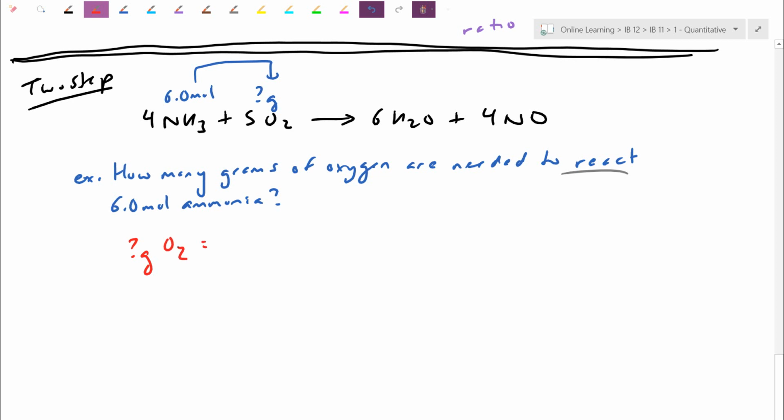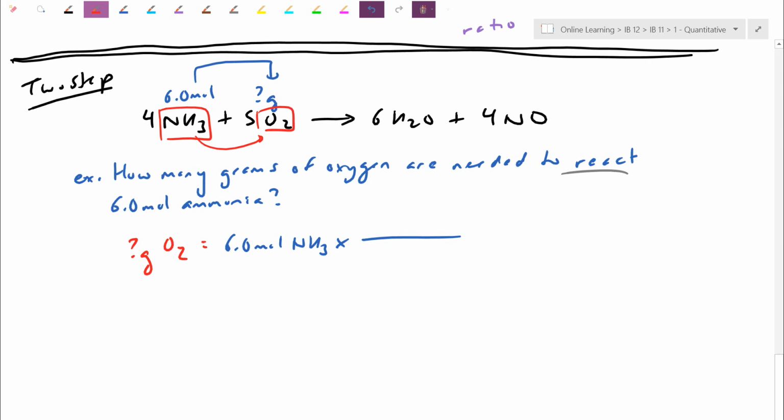Start off with the number given. I'm currently only given the one number, 6 moles of ammonia. What I really want to say here is I want to go moles of one thing to grams of the other. But like we said already, this doesn't work. First thing I'm going to do is get us closer. So far, I only have information about ammonia. I want to switch over and tell you some information about oxygen.